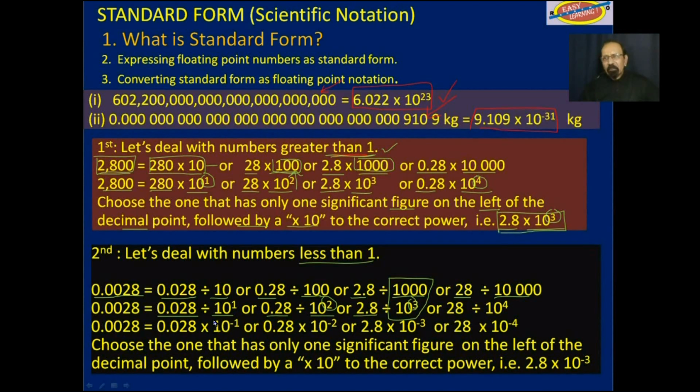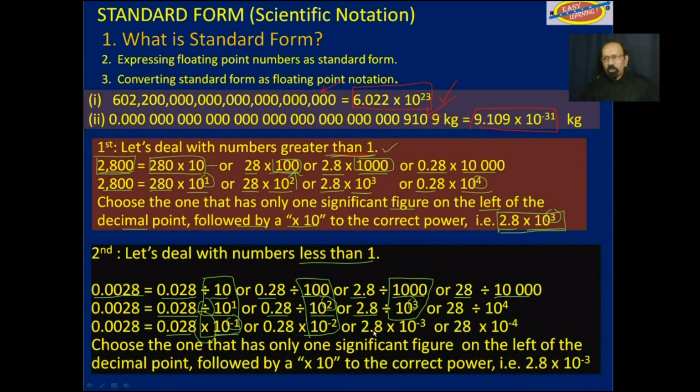But dividing by 10 to the first power is actually multiplying by 10 to the negative first power. So we will change that division now to multiplication, and we get 0.028 multiplied by 10 to the negative 1. Remember, all of those are the same thing. 0.28 multiplied by 10 to the negative 2. Those are three ways of expressing the same thing.